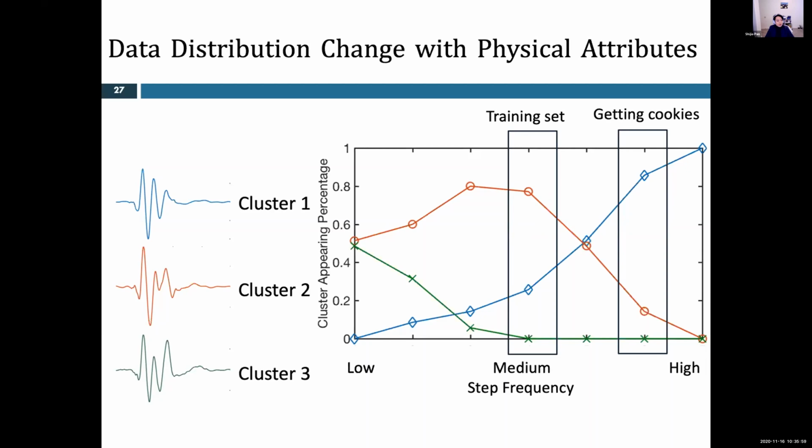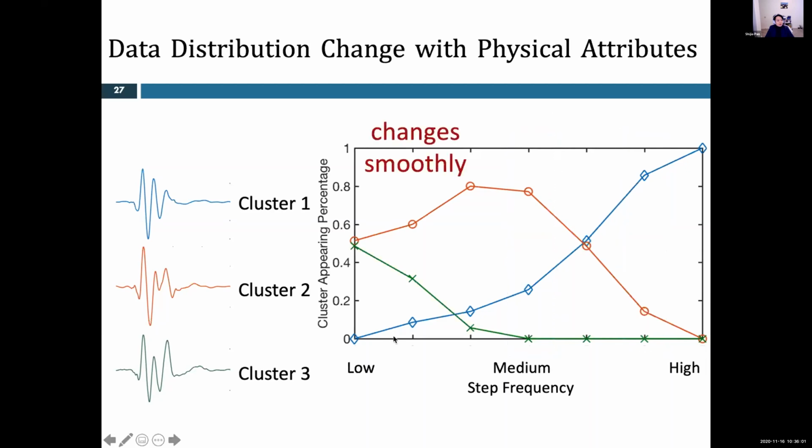So we made another observation here: this data distribution change, this cluster appearance percentage, actually changes very smoothly with the step frequency. Instead of, say, cluster 1 occurring only at the 2nd level or 5th level, they change very smoothly.